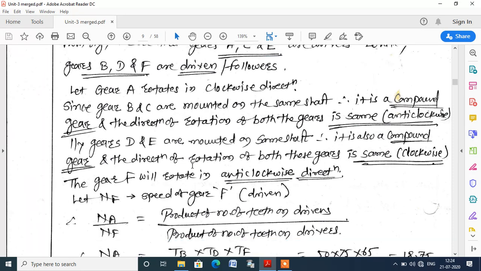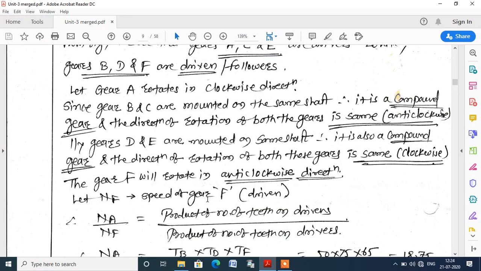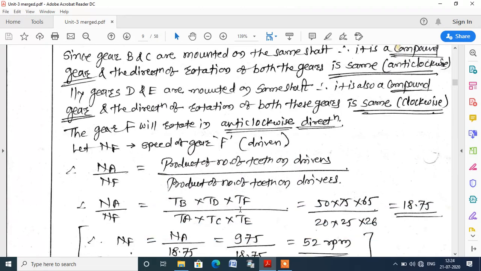Let us say NF is the speed of gear F and NA is the speed of gear A. The speed ratio is driving upon driven. So NA upon NF equals the product of the number of teeth on driven gears divided by the product of the number of teeth on driving gears. The driven gears are B, D, and F. So TB into TD into TF divided by TA into TC into TE. Students, take a calculator and solve this problem in your notebook.